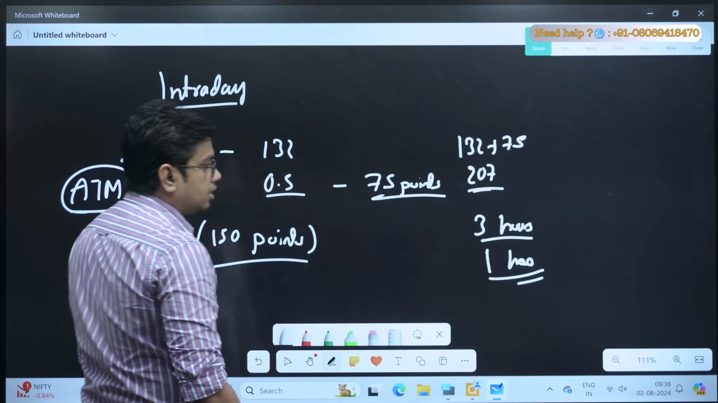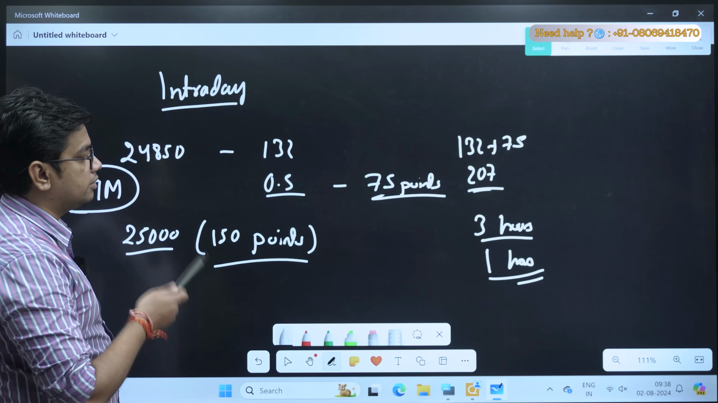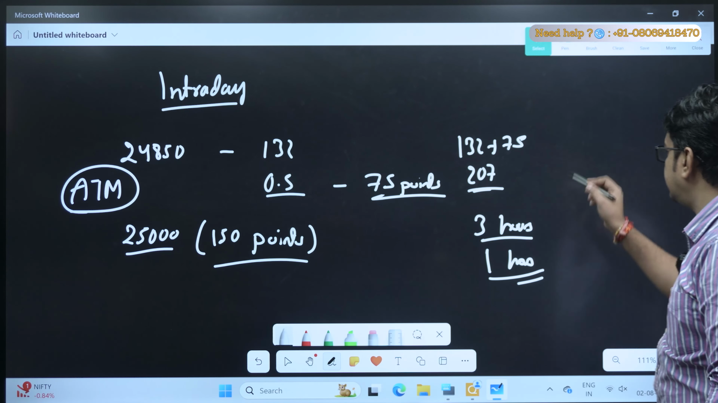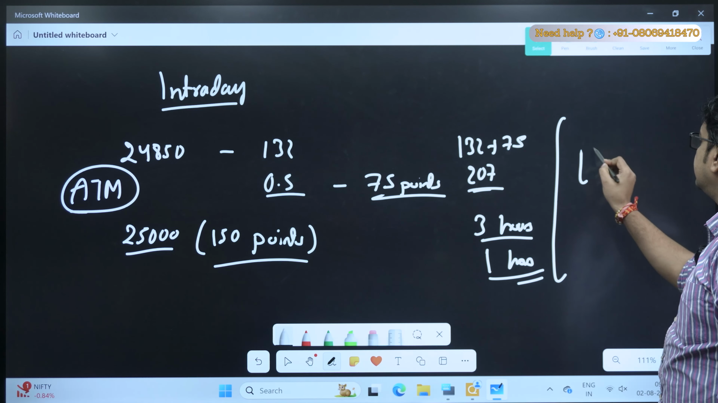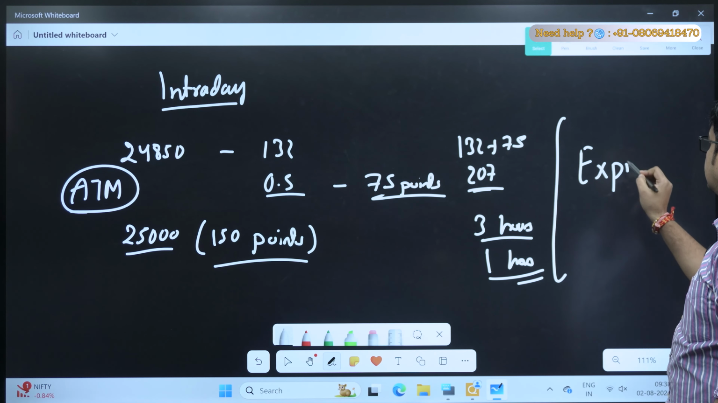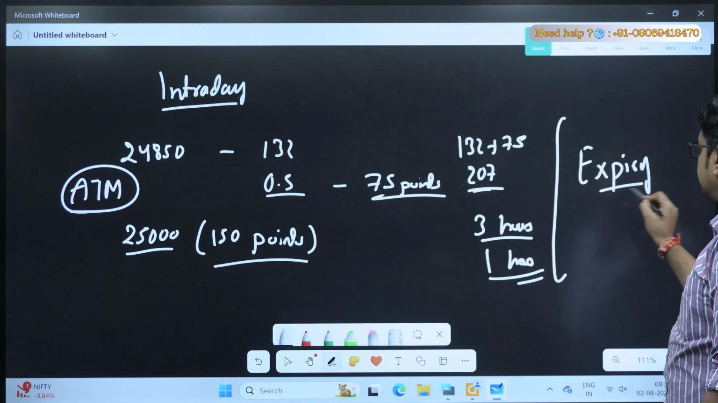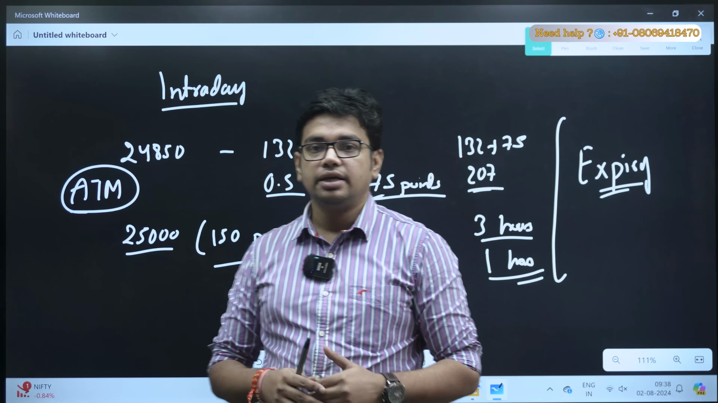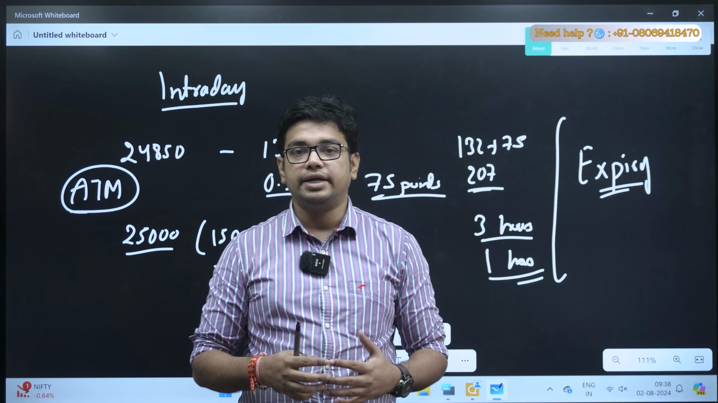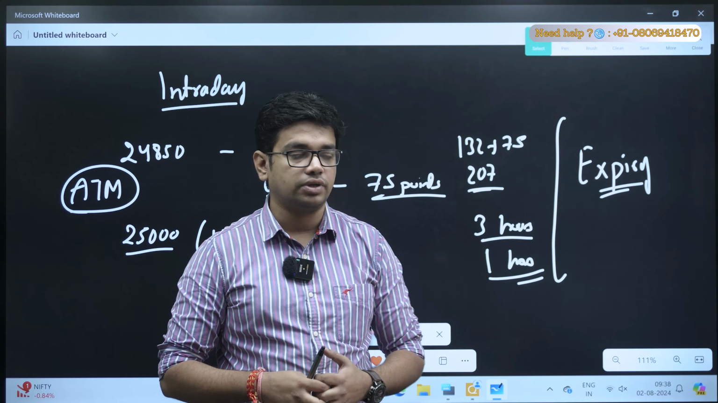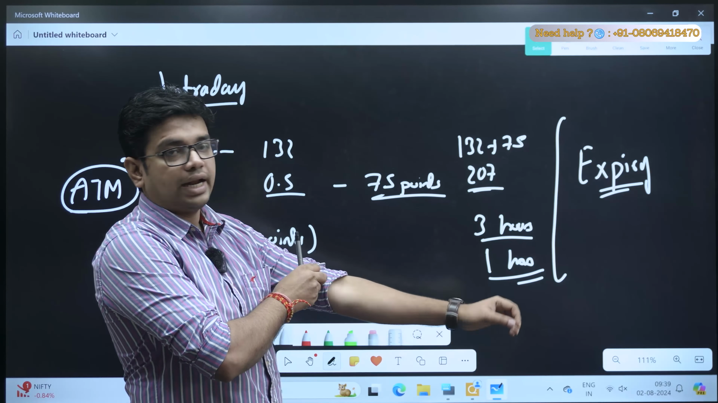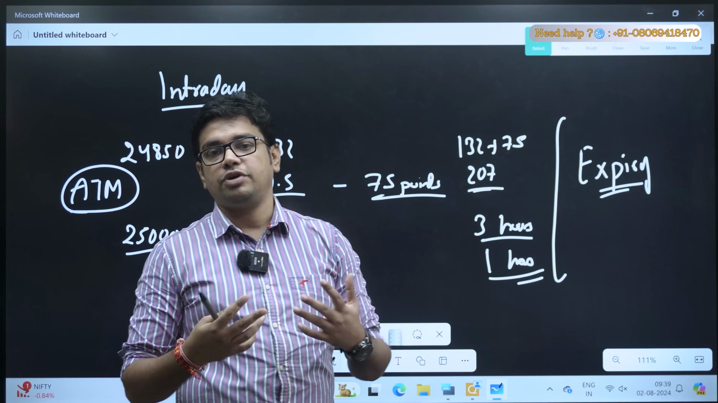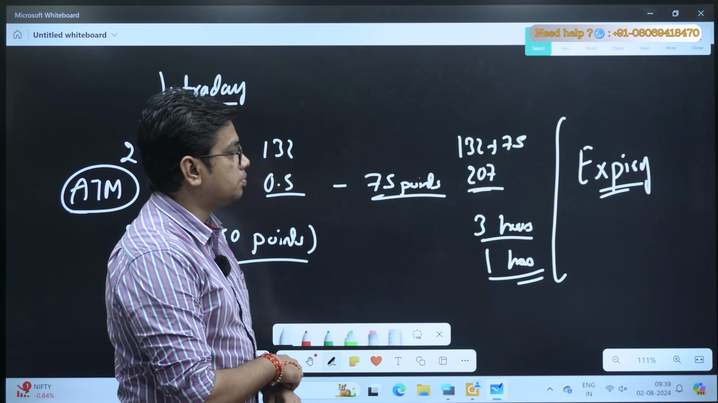Now for intraday trade also, one thing we should always consider is the expiry. Because as soon as the expiry is near, even the ATM delta will reduce. So what we'll do is go slightly ITM, based on the profit you want to make.